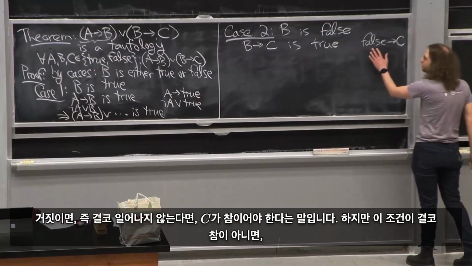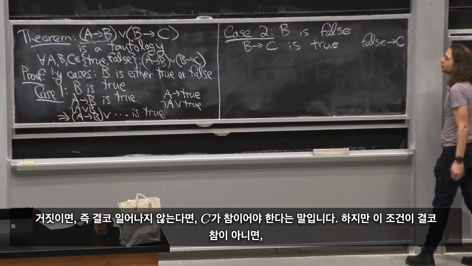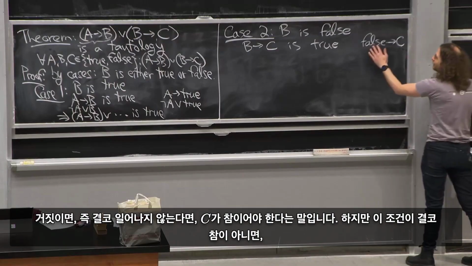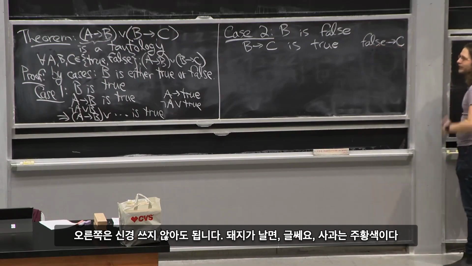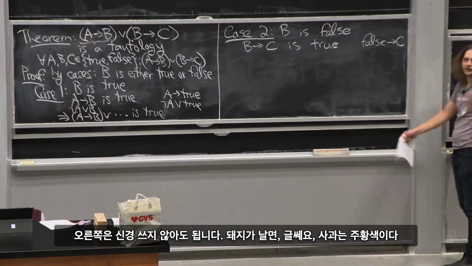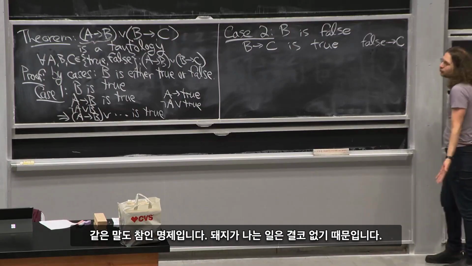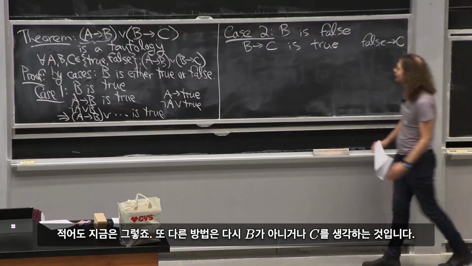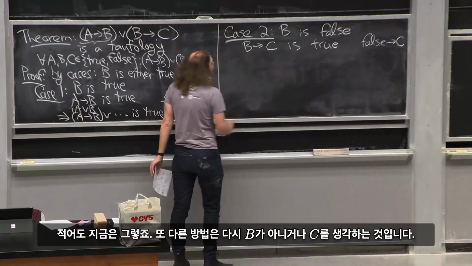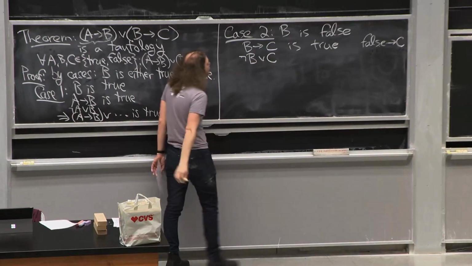This is saying if false, which means never, I need C to be true. But if this condition is never true, then I don't care about the right-hand side. If pigs fly, then I don't know, apples are orange or something. That's a true statement because it will never be the case that pigs fly, or at least in the present time. So another way to see that is to think about, again, not B or C.